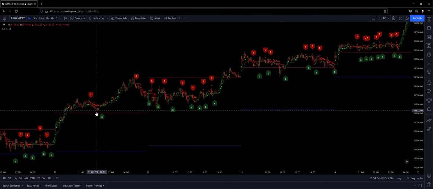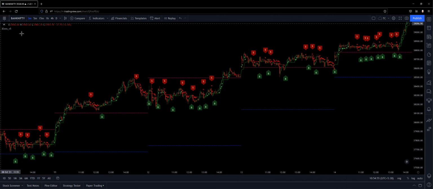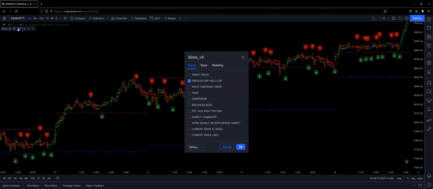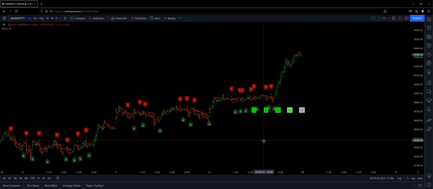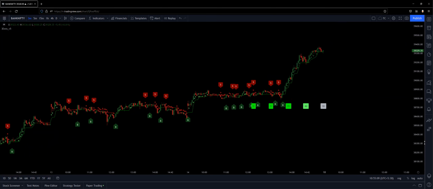See here, beautifully, it has taken the support. That was previous day high and low. The third thing is a multi-time frame trend. So this will tell you what is the trend on the different time frames, right?